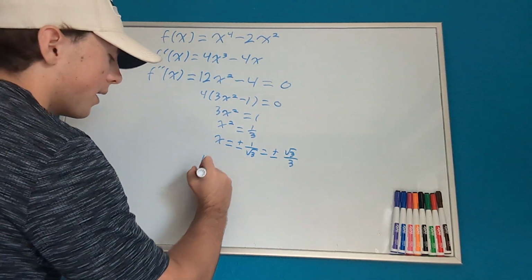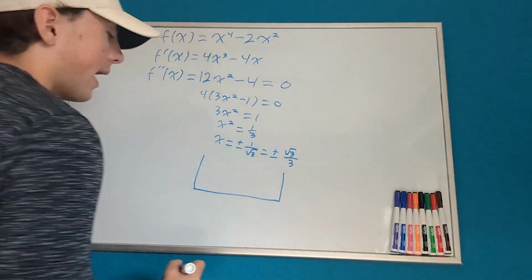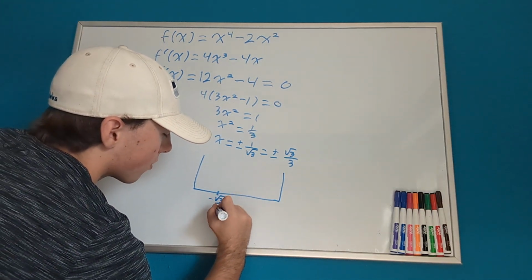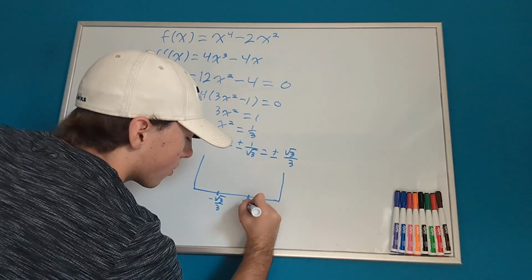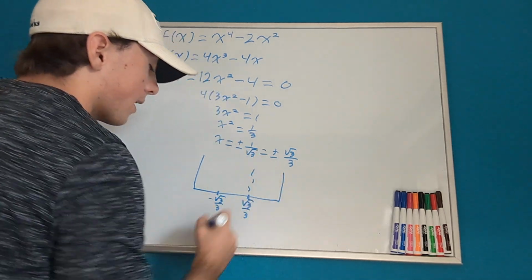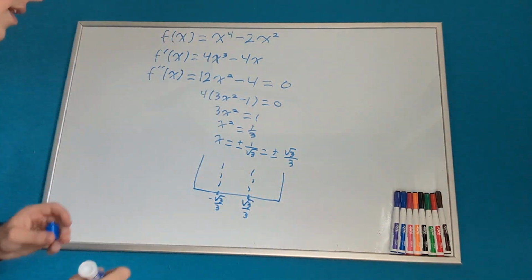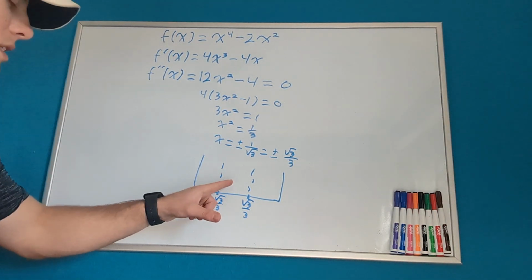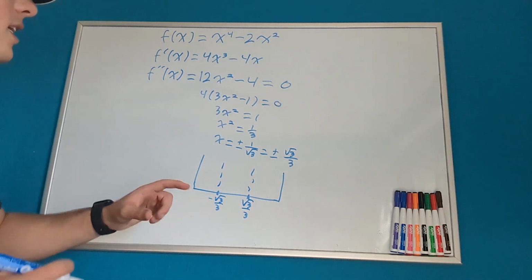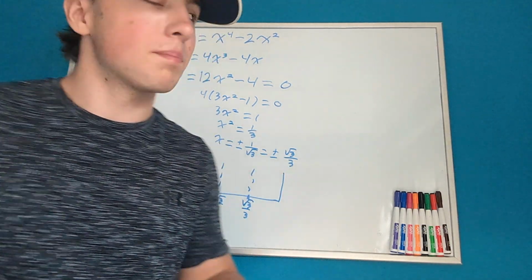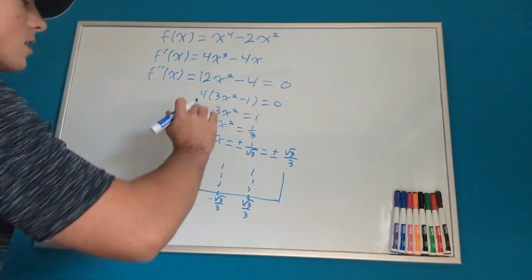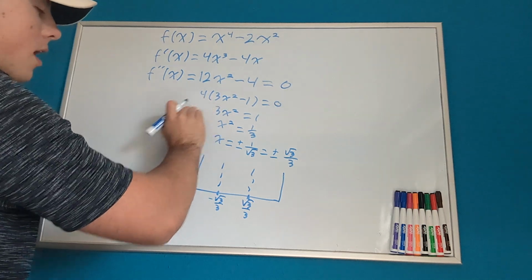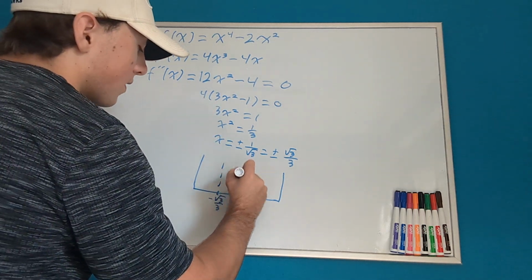Then from here, we're going to set up those little intervals like we did for the first derivative test. We put negative square root of 3 over 3 here and square root of 3 over 3 there, and now we have our little intervals. Let's take a value in between these two, 0, and determine whether the second derivative is negative or positive. Well, this inside here will be negative, and this will be positive, so a negative times a positive is a negative.